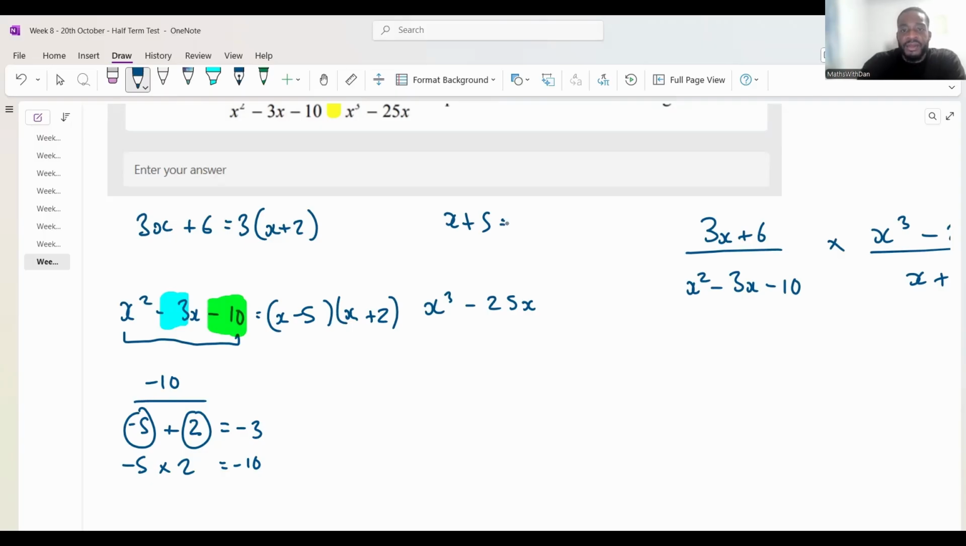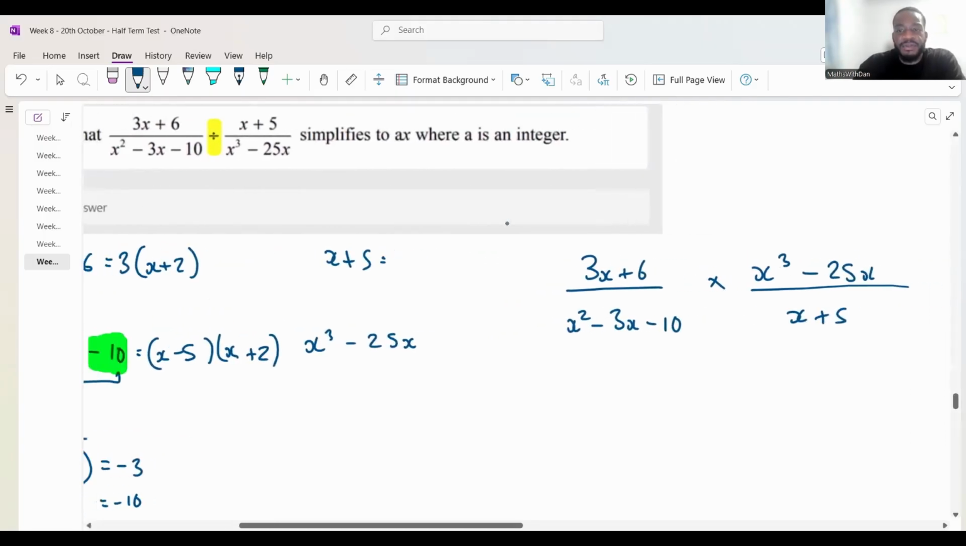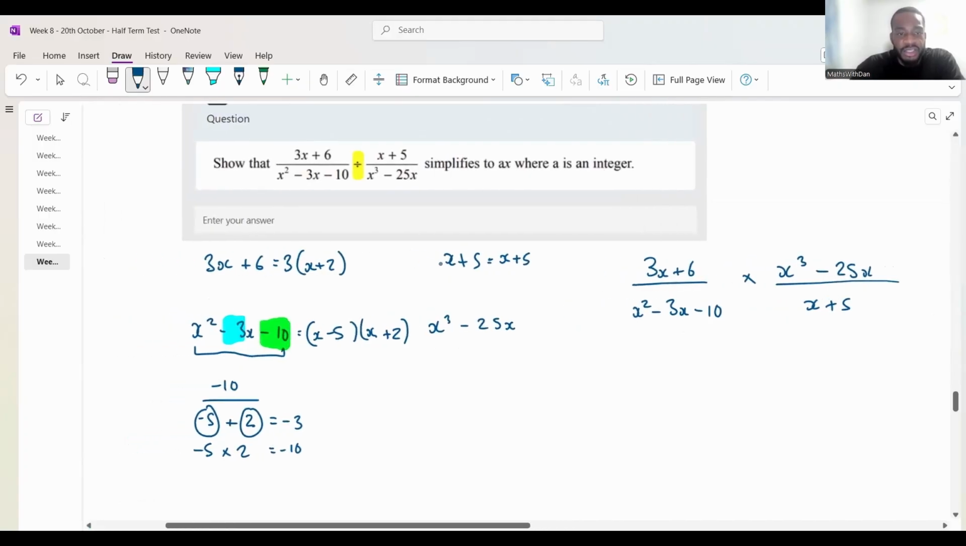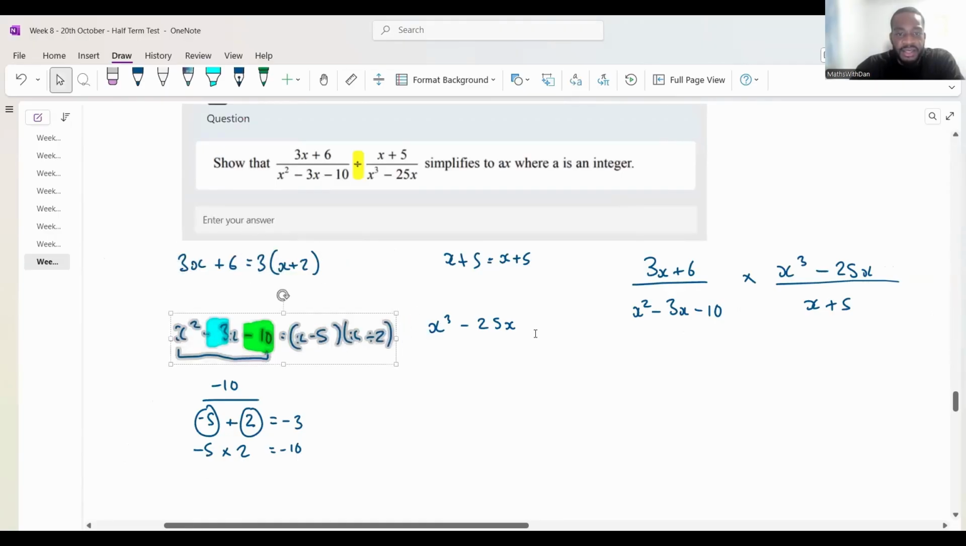Can this be factorized, guys? x plus 5? Not really, right? They don't have a common factor. So we can just leave it as x plus 5. So we are here. Let's just move this here. So I've got that there. Let me just move this to the side like that. Move that to the side like that. And then we've got this last one to do.